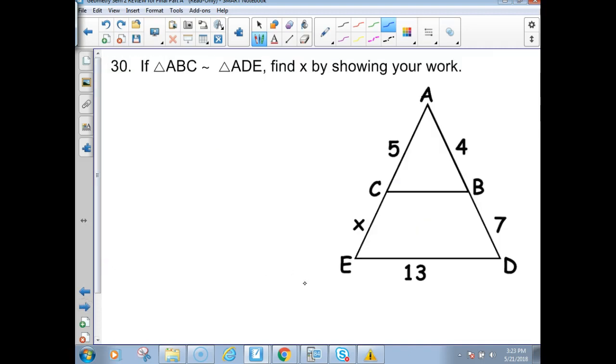Okay, number 30. Solve a proportion. All right, you got triangle ABC is similar to triangle ADE. If that's true, and this side is cutting this side's proportionally, it should have really told us that these were parallel. But anyway, 5 over x, let's solve it, equals 4 over 7. That 13 kind of throws us off. Don't want to use it. 4 times x equals 35. Divide by 4.